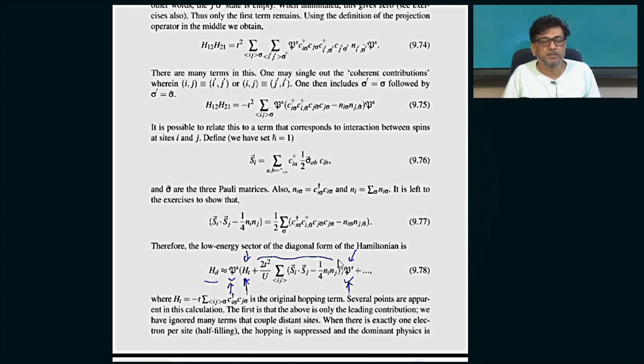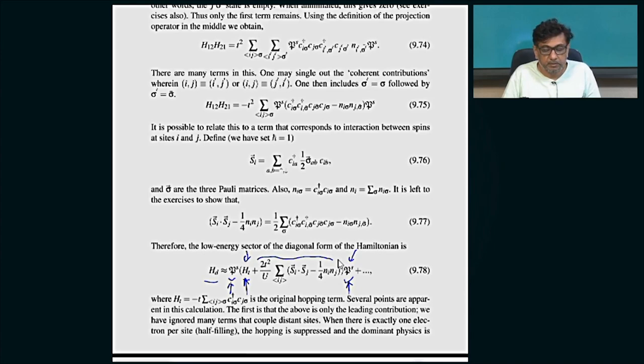It is nearest neighbor, because remember the hopping, so this somehow indirectly comes from hopping. It comes by diagonalizing that unitary transformed matrix. Basically there is a spin-spin interaction that is induced by a kind of conspiracy between the fact that you have a single electron per site and a large repulsion.